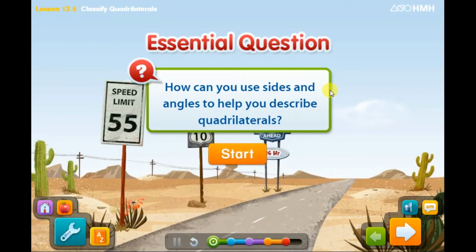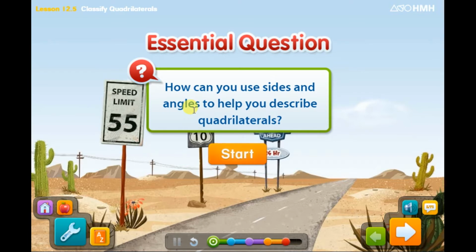Today's topic is about classifying quadrilaterals, lesson 12.5. And our essential question is, how can you use sides and angles to help you describe quadrilaterals? Sides are the line segments that make any shape, and angles are the part formed between two line segments or two rays. Today we're going to describe the sides and the angles of any quadrilaterals.